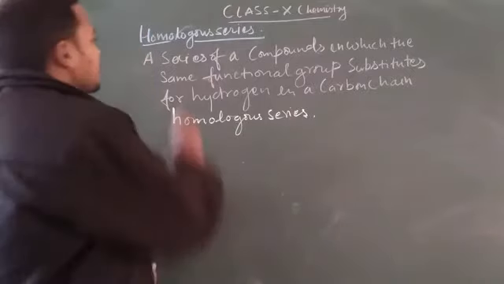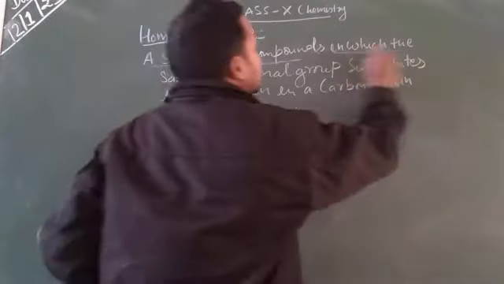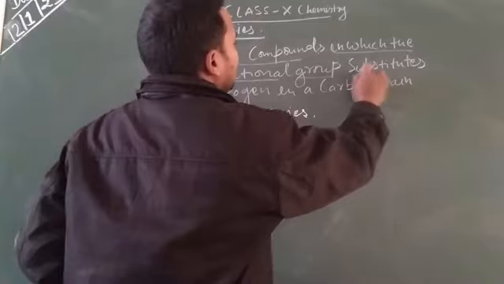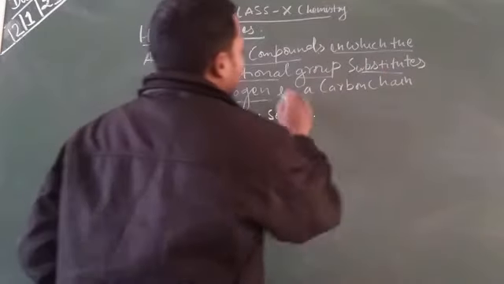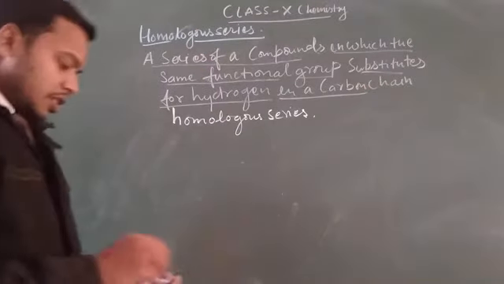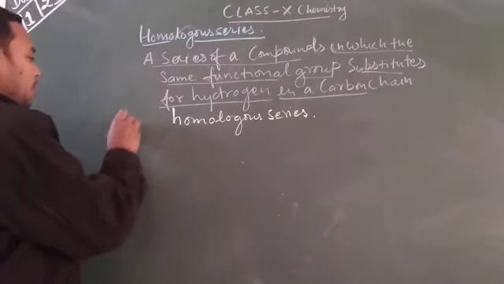Homologous series: a series of compounds in which the same functional group substitutes for hydrogen in the carbon chain. That we call homologous series. Let's understand with the help of an example. So, example: alkanes.